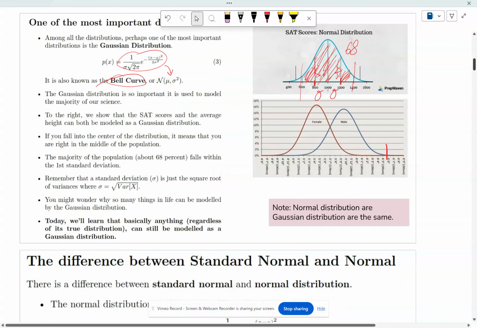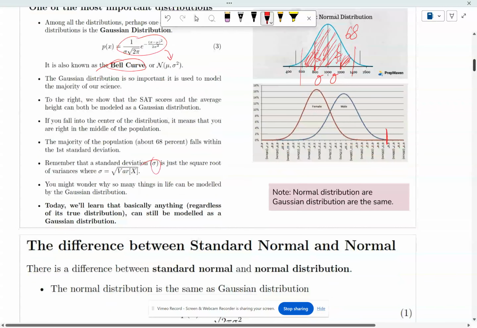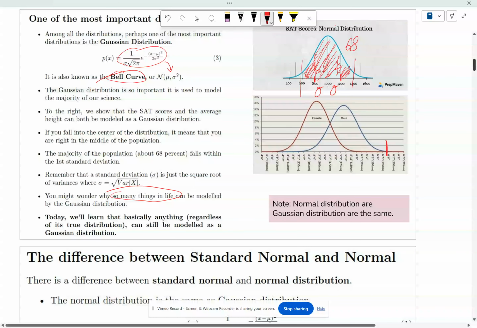As a reminder, the standard deviation is simply the square root of the variance. From the previous class, we learned how to calculate the variance, so you also know how to calculate the standard deviation. You might be wondering how so many things in life can be modeled by the Gaussian distribution. Today we're going to go over the theoretical reason why the Gaussian is so important.